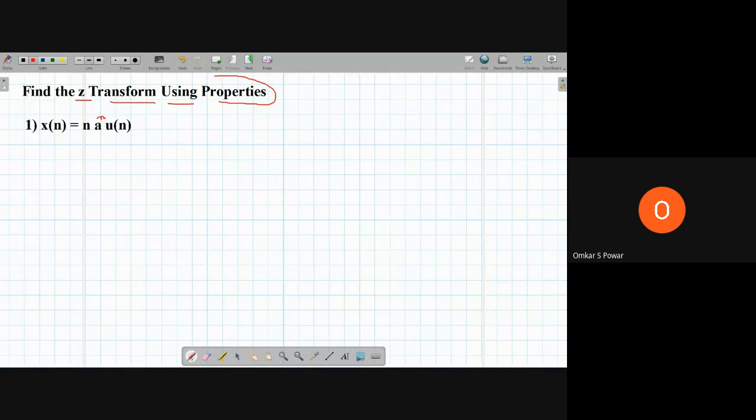Whenever they say using properties, you have to solve using properties only. Make sure you solve that. So what's the question here? x of n is equal to n a power of n into u of n. So using properties, we have to solve this one.